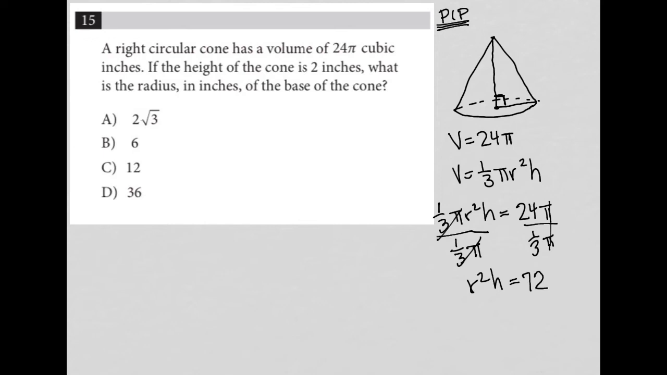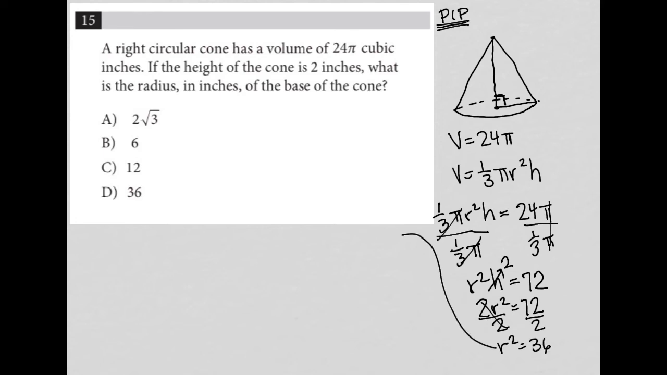So let's read the second sentence. Really, I got all of this information just by reading the first sentence, so let's read the second sentence and see what else we have here. The next sentence says, if the height of the cone is 2 inches, okay, that means this h is actually 2, which makes this 2r squared equals 72, which means I can divide both sides by 2, and that leaves me with r squared equals 36.